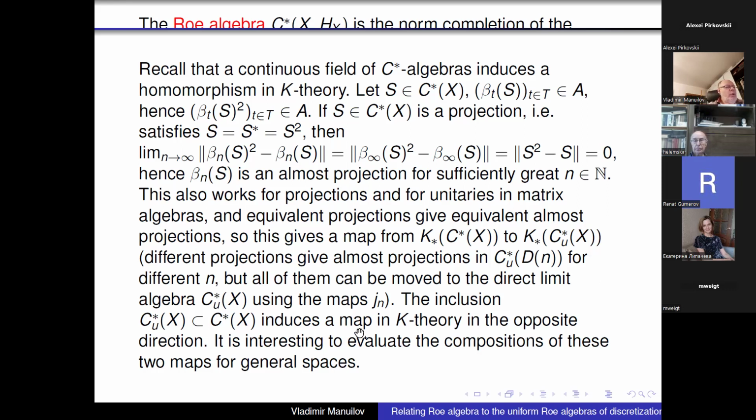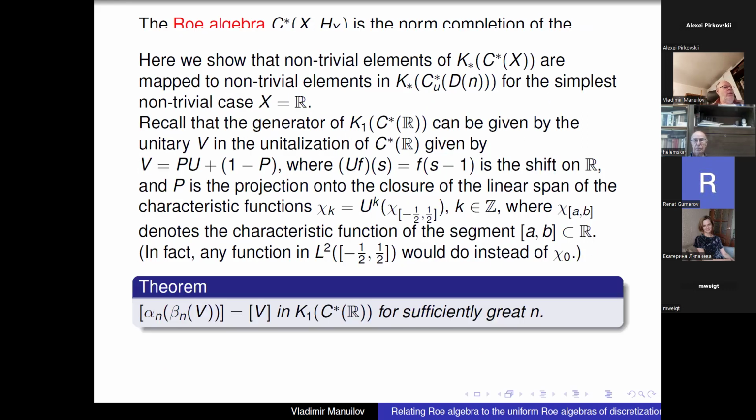And of course, it's interesting to evaluate the compositions of these two maps for general spaces. But this is quite a difficult problem. What I can do is consider the simplest non-trivial case when X is the real numbers. In this case, everything can be calculated. We have discretizations just by points of the lattices of integers. We take lattices which become more and more dense, and there is an explicit description of the generator of K1 of the Roe algebra of the real line.